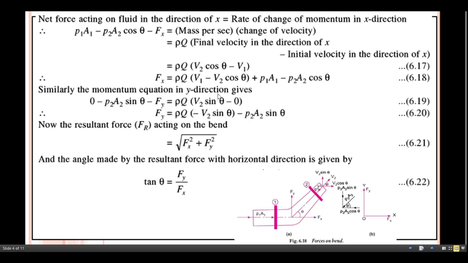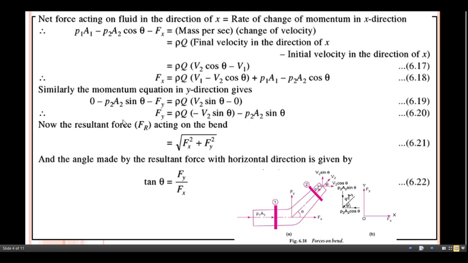Now similarly, the momentum equation in the y direction gives, so if you just focus on the y direction, here is the y direction. For that we need to consider the vertical forces. So here is the vertical force with us. This vertical force is not available with us because this force is already with us in the horizontal direction. Okay, now just focus on this one. What about the component of this P2A2 in the vertical direction? That component is already shown here. You just see the picture of this one drawn here. So the component of this one in the horizontal direction is P2A2 cos θ, and the vertical component of the same is P2A2 sin θ.